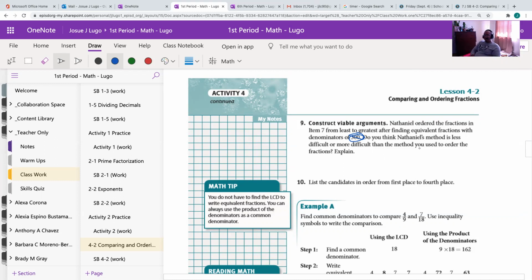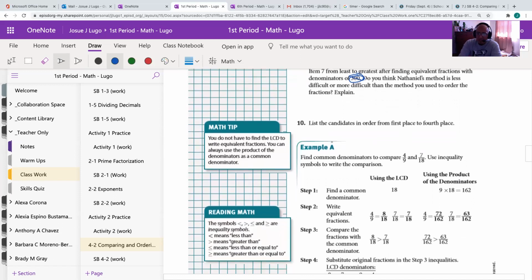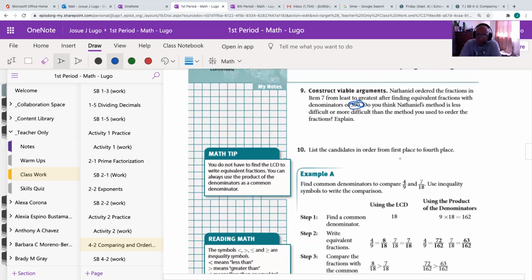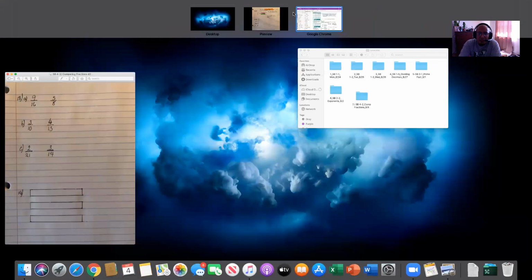I think it depends on the person. Some people might actually think it's easier, but generally speaking, the bigger the denominator, even if they all have the same denominator, the more difficult it's going to be. So if you have a least common denominator as opposed to just a common denominator like 300, we use 30 instead. I think it's a lot easier to do that. And then number 10, list the candidates in order from first place to fourth place. Now I just put the names in the candidates. Cool, pretty simple.